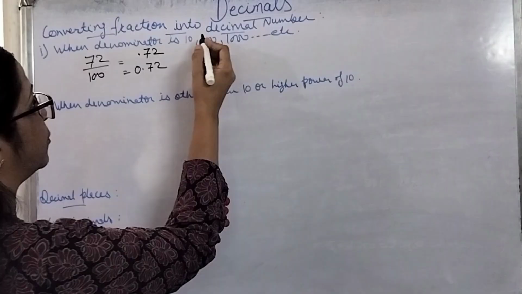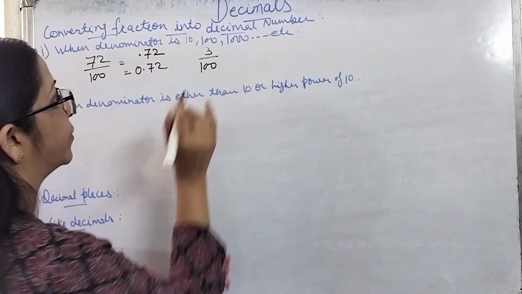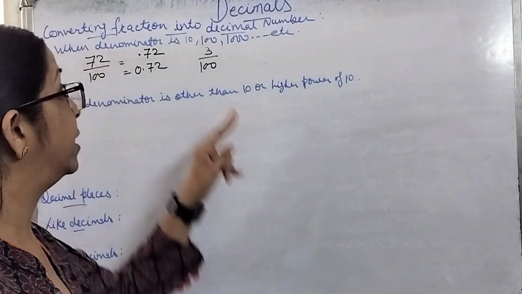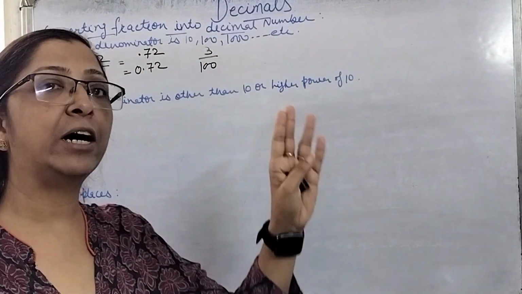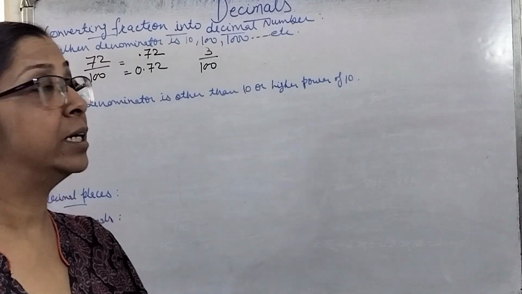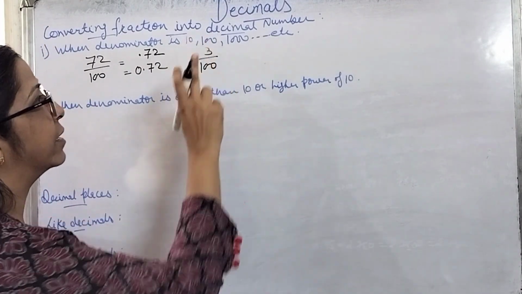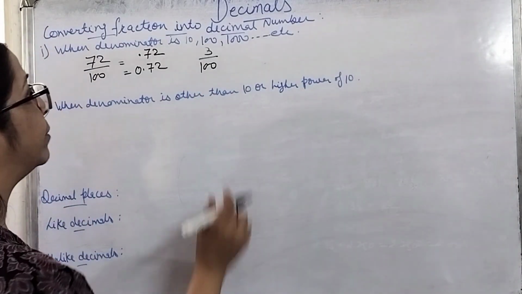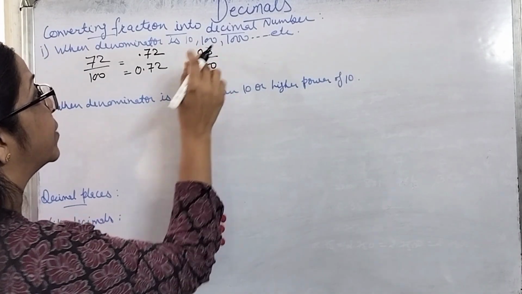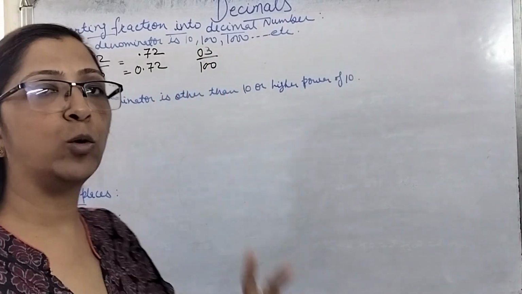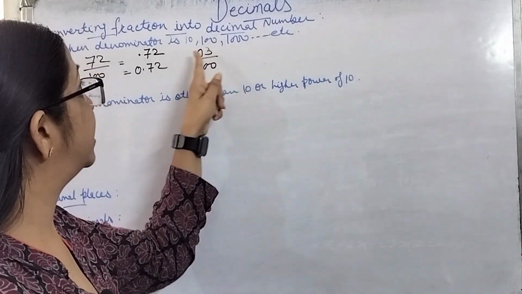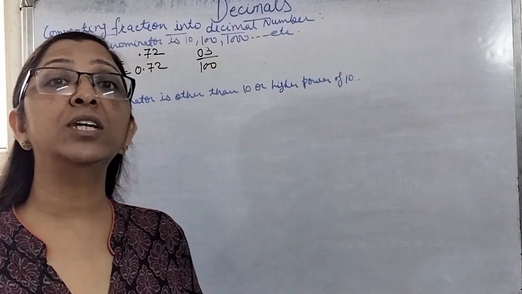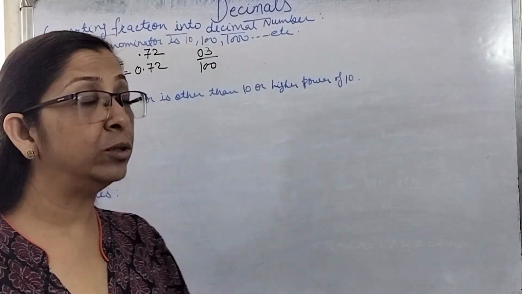Now another example: suppose your number is 3 upon 100. In the denominator, after 1 there are 2 zeros. That means from the right-hand side, after 2 digits we will place the decimal. But in the numerator there is only 1 digit, so we will place a 0. 3 and 03 are the same thing. But if we keep the 0 after 3, 3 will become 30, which is not correct.